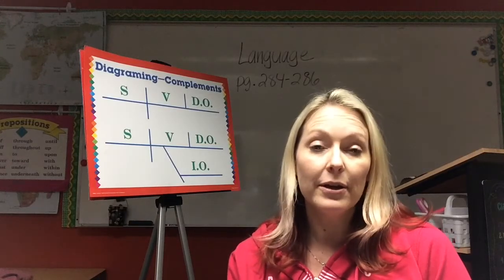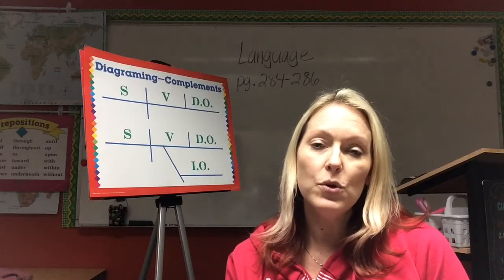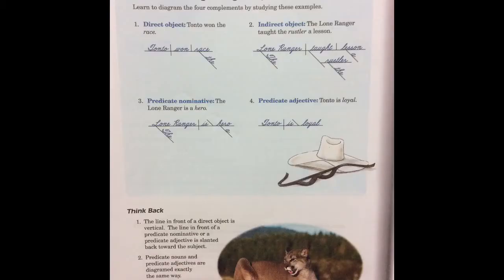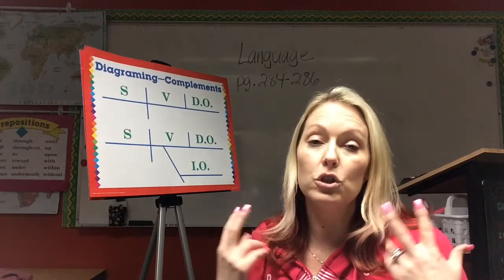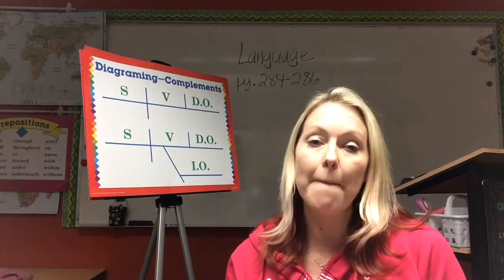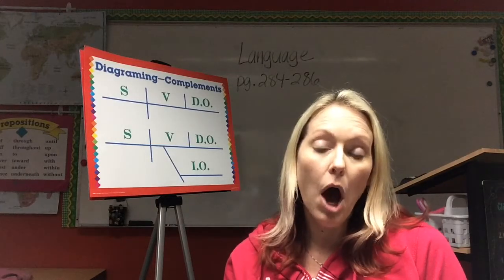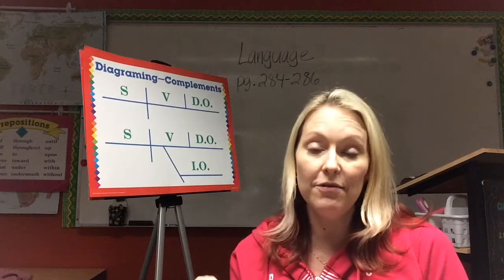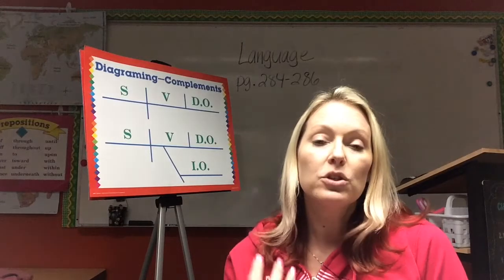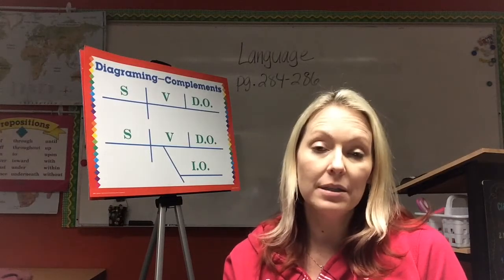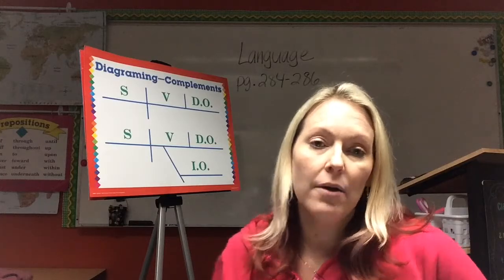So let's get started. If you were to look at page 284, it's going to talk about diagramming complements. Now, diagramming complements, there's two ways to do it, okay? So first of all, remember that if we have a direct object, it is receiving the action, okay? So let's look at the blue box, number 1, and I'm going to show you how this works.